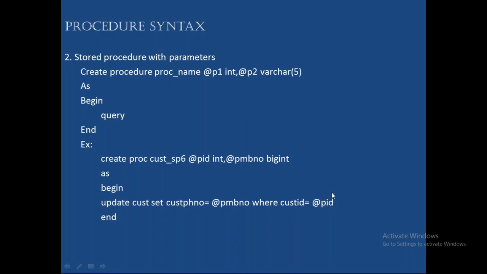Then what I will do, I will say wherever customer ID is 10, please update that particular row, that particular record's mobile number, to the new number which I am providing. That's how you need to update.